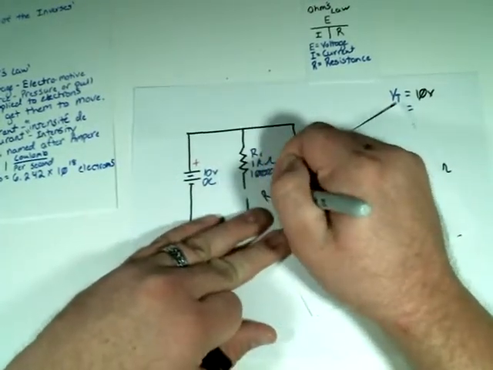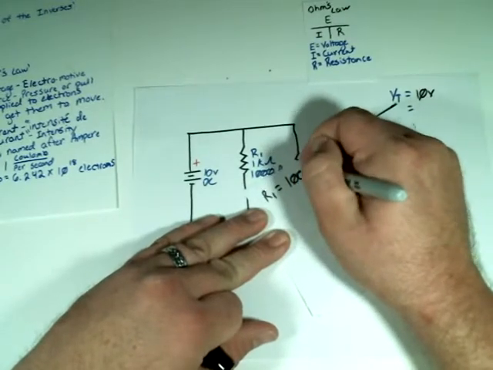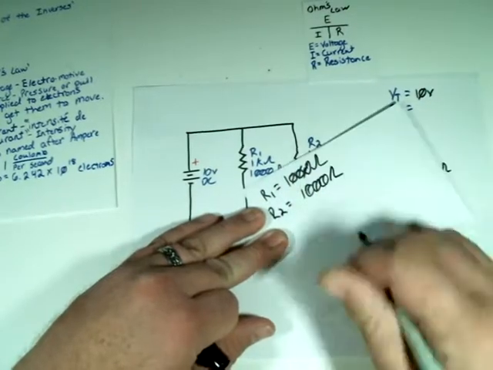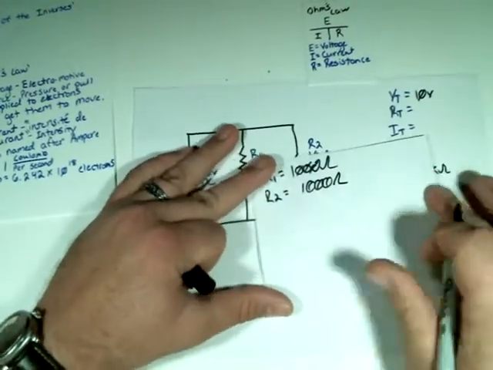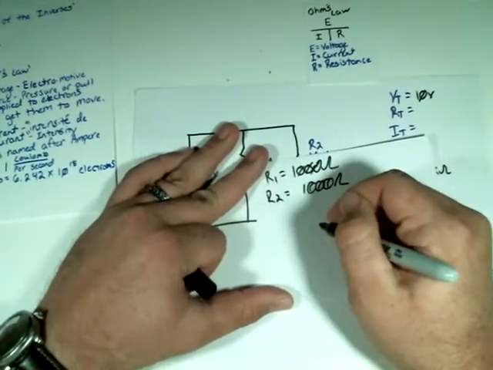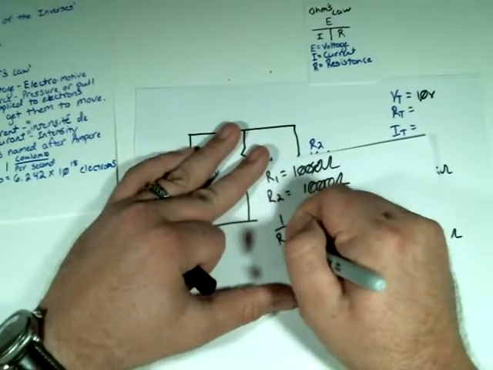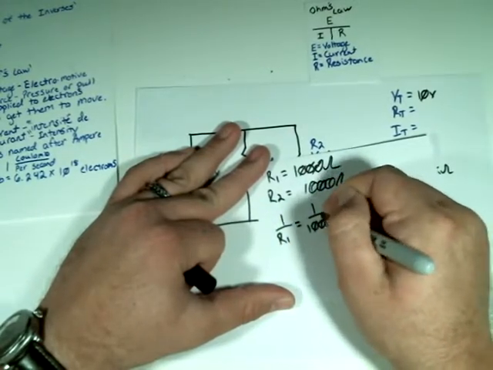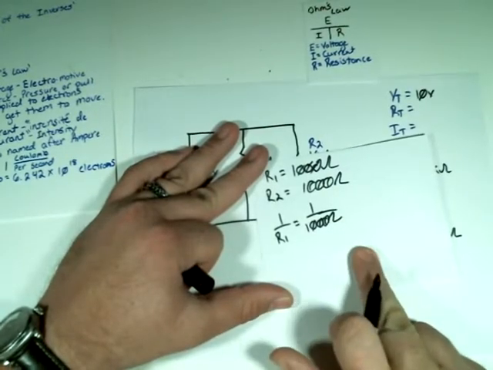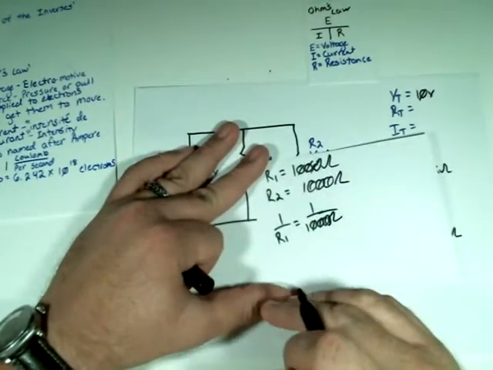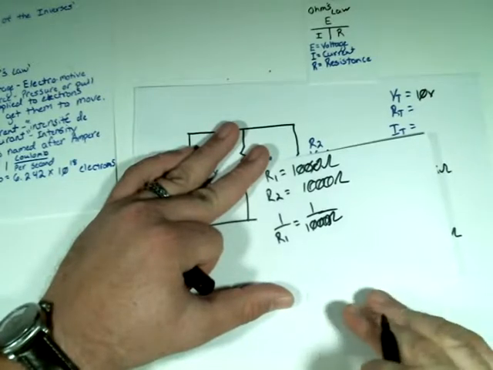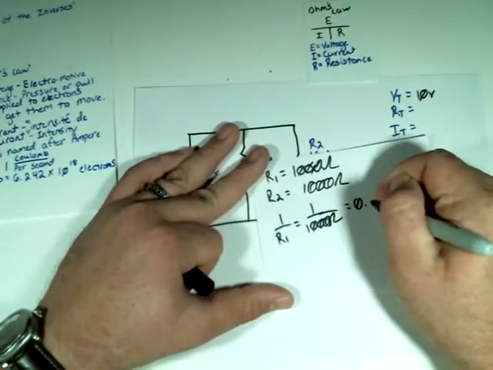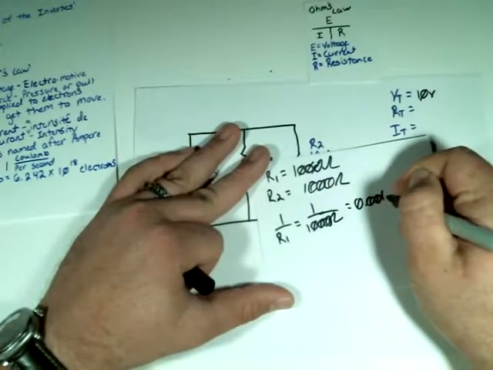So R1 is 1,000 ohms, and R2 is 1,000 ohms. Okay? And so we need to find 1 over R1, which is 1 over 1,000 ohms. Now always carry your units over. You're not measuring 1 over 1,000. You're calculating 1 over 1,000 ohms, which equals 0.001.